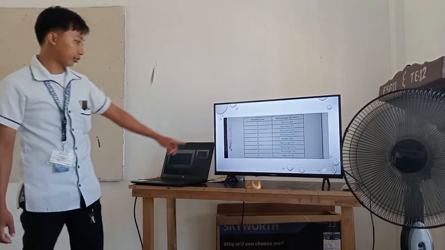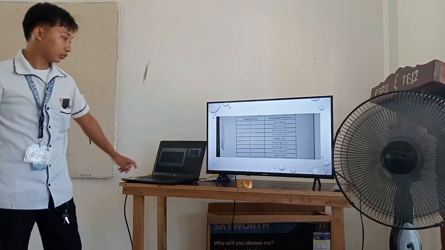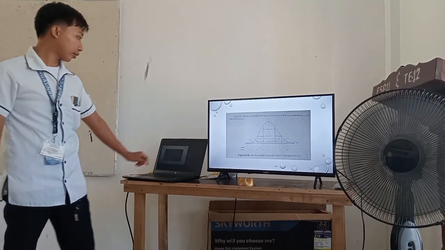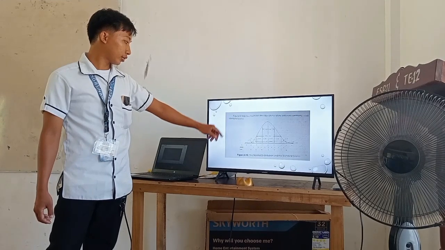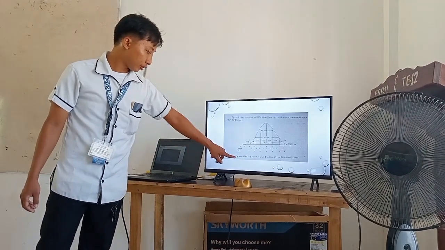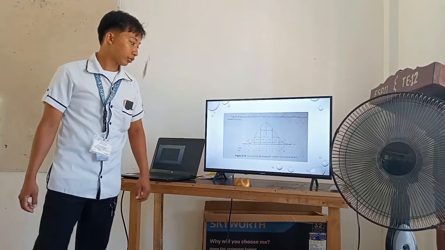So, ito yung score. Then the percentage of score. Then, ito naman yung illustration. The equivalent of different commonly used standard scores. Yung kanina, tapos ito yung the normal distribution in the standard score. So, yun lang.